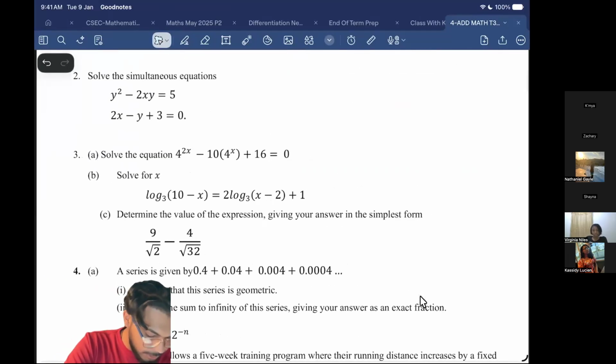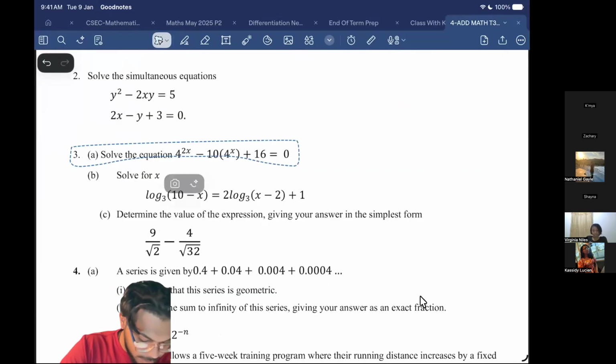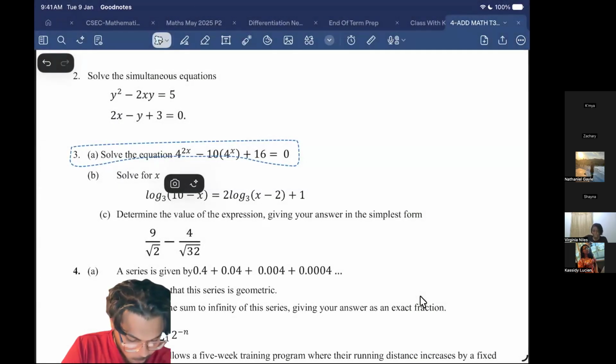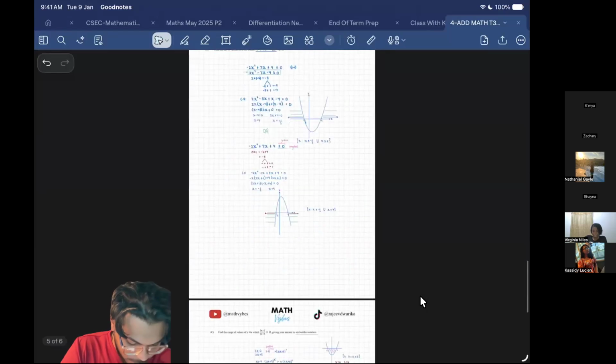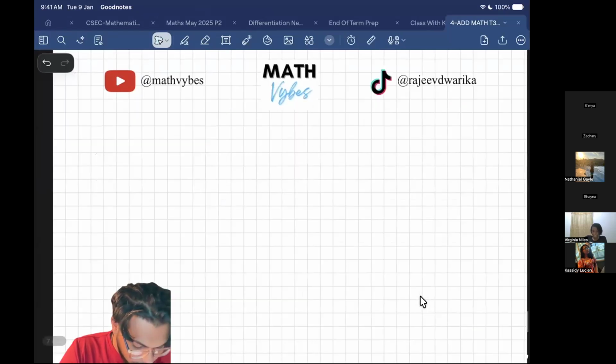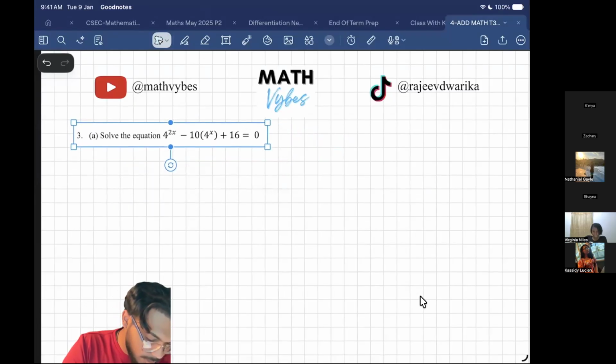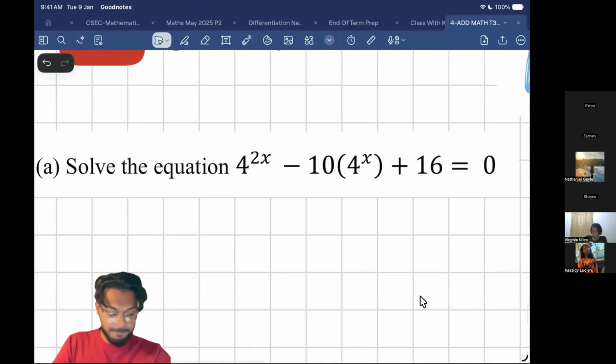Alright, question 3. I love these types of questions. These questions are fun. Exponential equations with one unknown. Right. So Shayna, before we even start, I want to make sure you know your rules for indices, yeah?